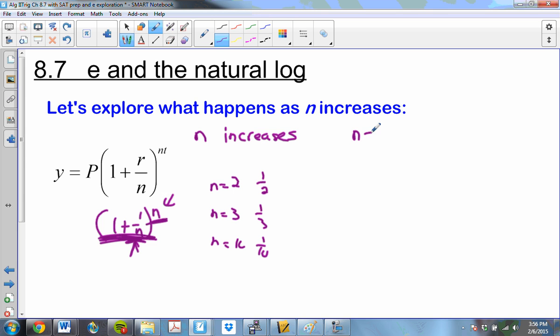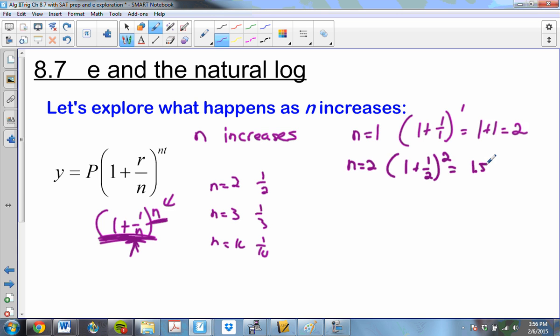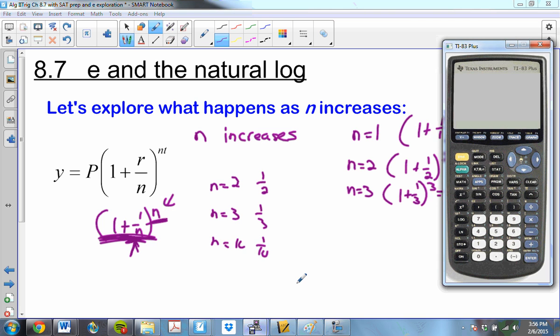So if I have n equal 1, that's 1 plus 1 over 1 to the 1, which is 1 plus 1, which is 2. And if I have n equal 2, that's 1 plus 1 over 2 to the second, which is 1.5 squared, which is 2.25. So it's increasing. And if I have n equal 3, that's 1 plus 1 over 3 to the third, which is 1.3 repeating to the third, which is 2.37.